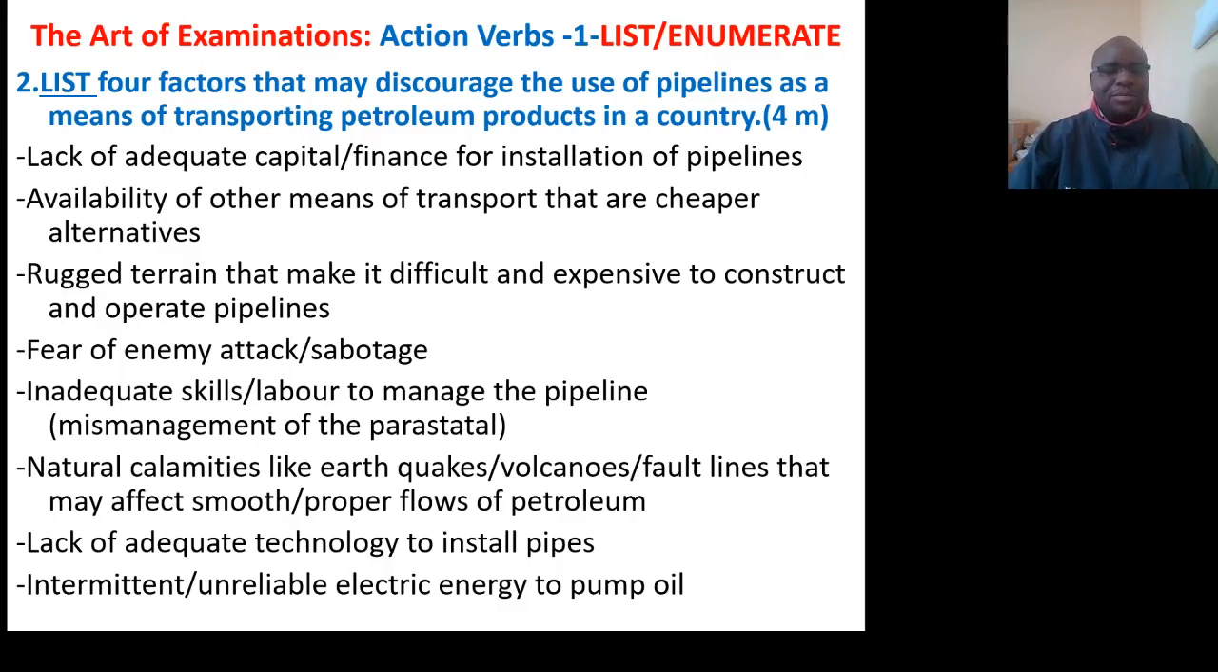Lack of adequate capital finance for installation of pipelines. Availability of other means of transport that are cheaper alternatives. Rugged terrain that makes it difficult and expensive to construct and operate pipelines. Fear of enemy attack or sabotage. Inadequate skills or labor to manage the pipeline or mismanagement of the parastatal.